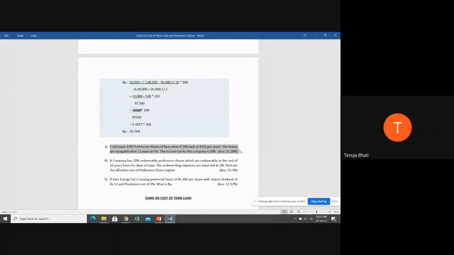Students, now in this, 14% preference shares is given. Can anyone tell me what is the rate of dividend that you're going to use here? Yes? 14%. Okay. This 14% is going to be calculated on what value? Face value of shares. Face value. Just tell me the figures so that when we discuss and then when you solve, you'll get the same answer as given on the screen. So this 14% you're going to calculate on 100.